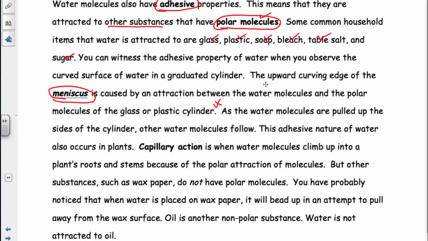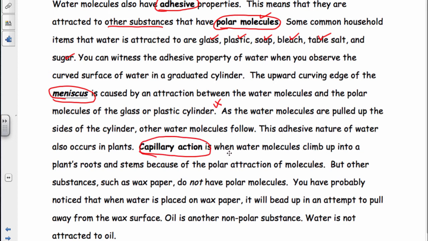Continuing on with paragraph 3. And just picking up where we left off, you can witness the adhesive property of water when you observe the curved surface of water in a graduated cylinder. The upward curving edge of the meniscus is caused by an attraction between the water molecules and the polar molecules of the glass or plastic cylinder. This is where we stopped. As the water molecules are pulled up the sides of the cylinder, other water molecules follow. This adhesive nature of water also occurs in plants.